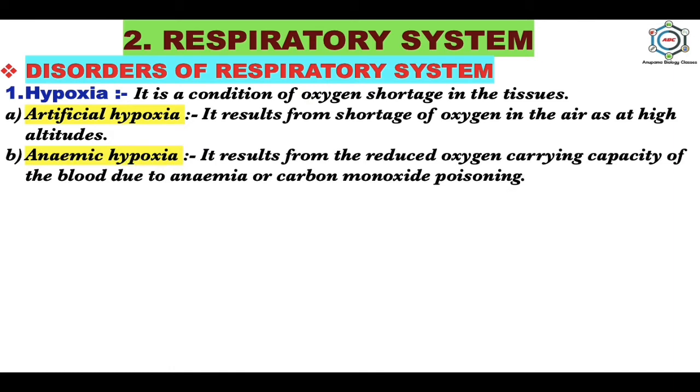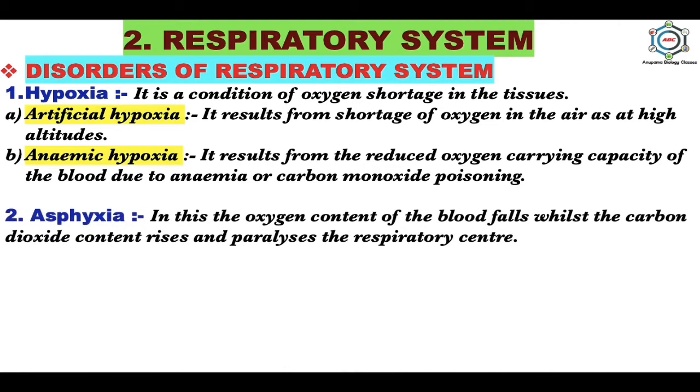Second is anemic hypoxia. It results from the reduced oxygen carrying capacity of the blood due to anemia or carbon monoxide poisoning. Now there is asphyxia. In this, the oxygen content of the blood falls while the carbon dioxide content rises and paralyzes the respiratory center. In this case, breathing stops and death occurs.